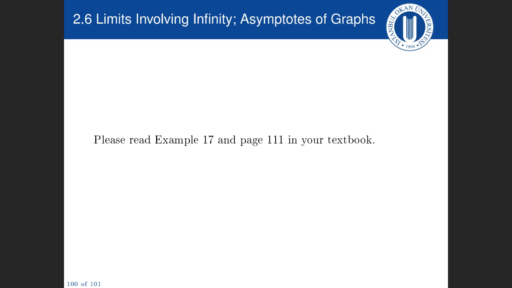And that's really all I want to say. There's one more example and one page of interest in your textbook, which I'm not going to cover. Please read example 17 and also read page 111 in your textbook, please.